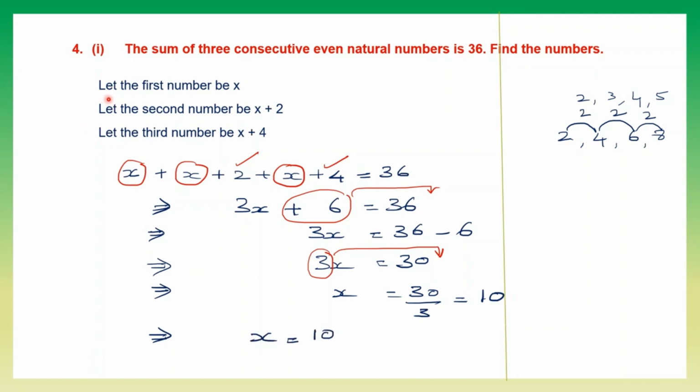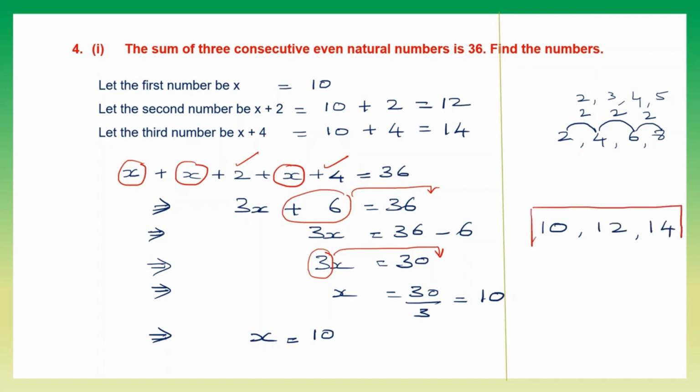So now let's go back to the first statement. Let the first number be x. So that means we have found the first number and that is 10. Now the second number is x plus 2, that is, x is 10, 10 plus 2, x plus 2, isn't it? That is 10 plus 2 is 12. The third number is x plus 4. That is 10 plus 4 is 14. So what are our numbers? The three consecutive even natural numbers are 10, 12 and 14. So we've got our three consecutive even natural numbers and they are 10, 12 and 14.